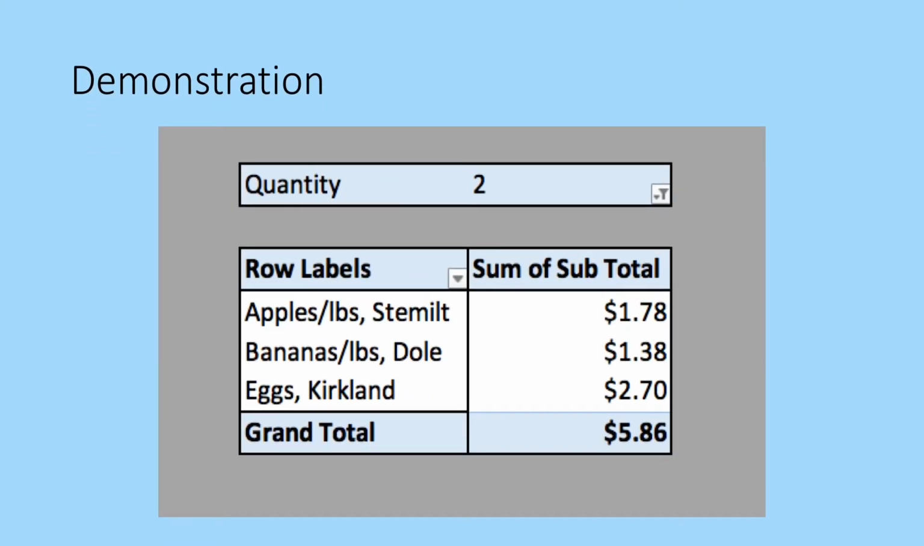So here's my chart with the quantity of 2. You can see I have a lot fewer things that are going to be bought in double quantity, so it only comes up to $5.86. And now we can go and find if there's anything that we're going to exclude from this shopping trip with our next filter.